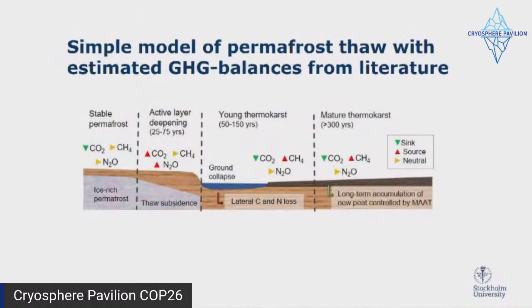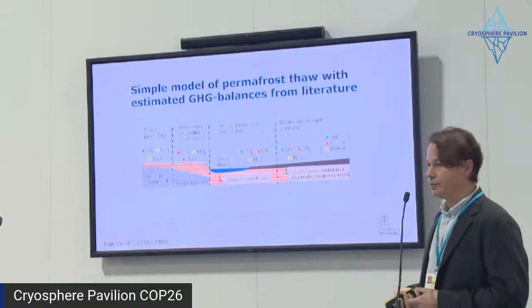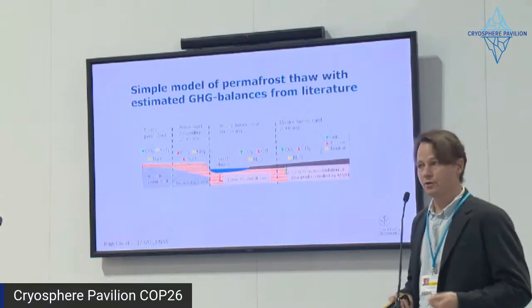This graph illustrates a very simple model that we developed of how permafrost thaw affects the greenhouse gas balance of a peatland. It starts with stable permafrost on the far left and then goes to slow deepening of the active layer, so how much the permafrost thaws every summer, to a collapse where you get a lake or a wet fen. And then you have regrowth of the peat again as climate warms. The arrows show if it's a sink, neutral, or a source.